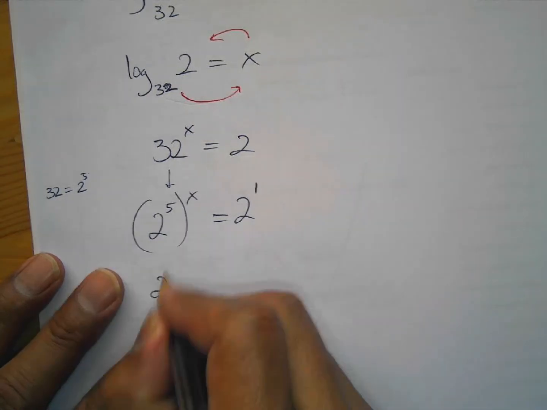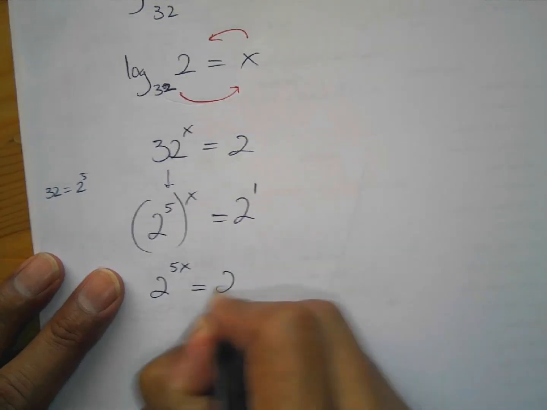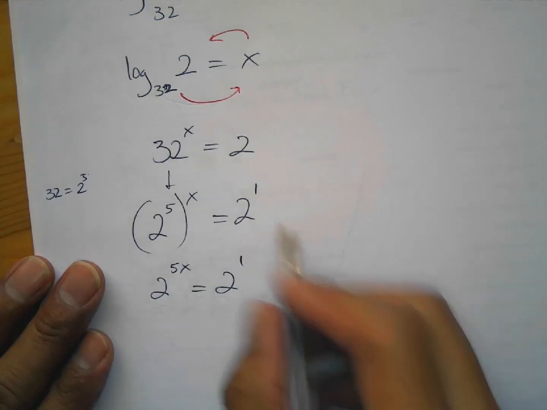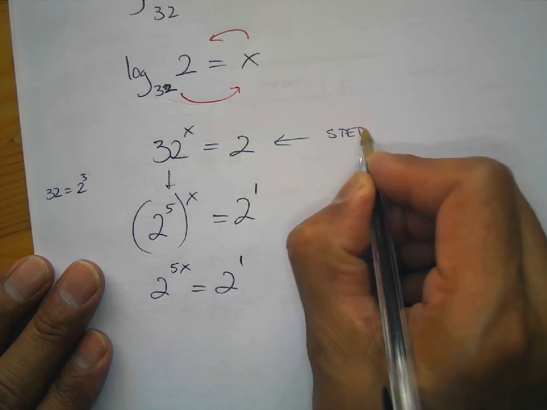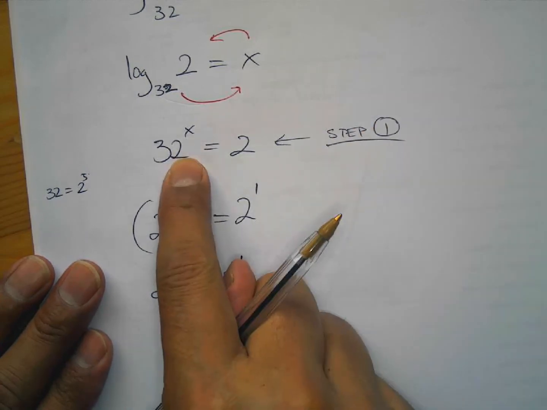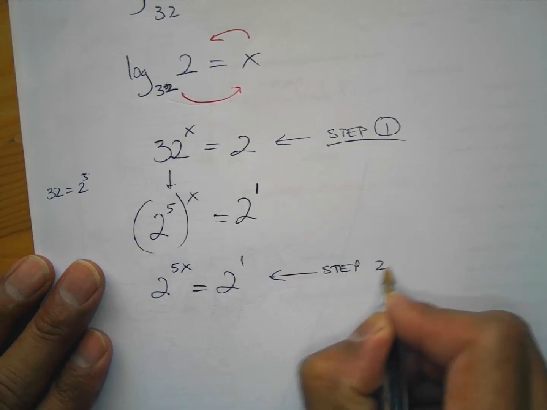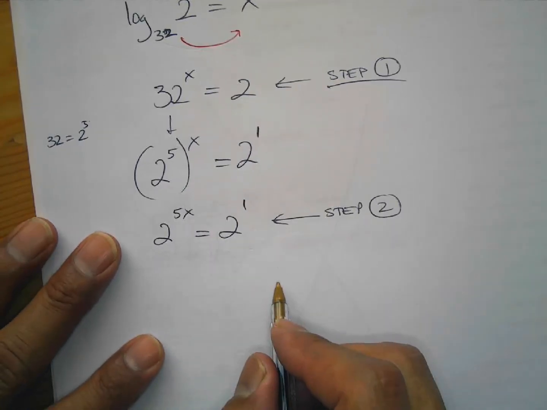And now we have what? 2 to the power of 5x, right? Those multiply. 2 to the power of 5x equals 2 to the power of 1. So here we finished step 1. We changed it into exponential form. Here I finished step 2, which was to what? Get the same base. Now how do I solve?